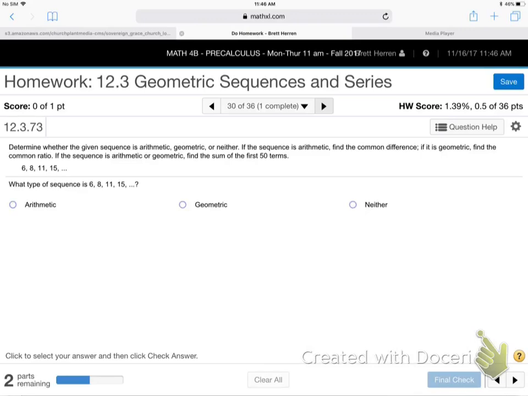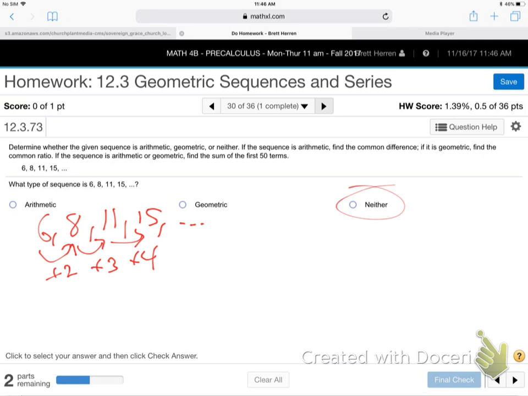Okay, so they're giving me 6, 8, 11, 15. So what's happening? Instead of a formula, they're just giving me some numbers. What's happening from term to term? Add 2, add 3, add 4. Neither, right? So it's neither. It's supposed to be adding the exact same number every time, or multiplying the exact same number every time. It's not. It's changing the number, so it's neither.